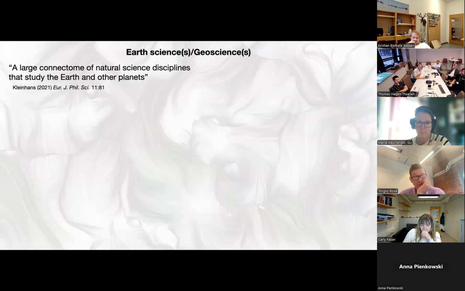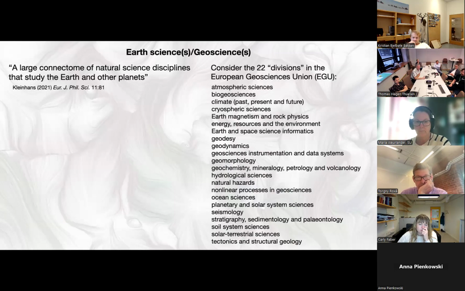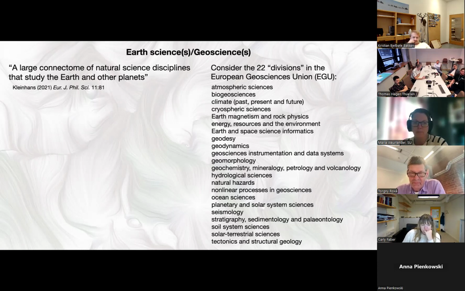If we look a little bit at earth sciences, plural, this has been described as a large connectome of natural science disciplines that study the Earth and other planets. The example used in this paper is just to look at the 22 so-called divisions in EGU, here in alphabetical order. And when you look at them, these are more or less arbitrary subdivisions. You could partition this in all sorts of different ways. There's some overlap.